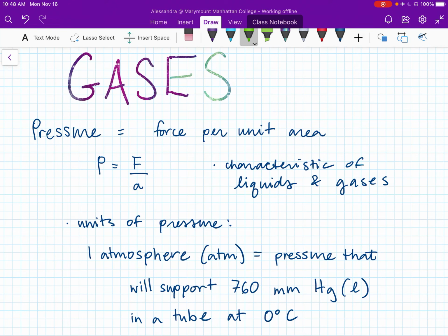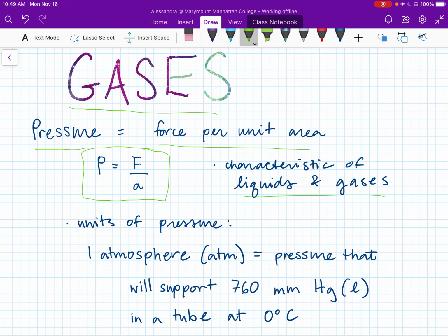Now we're going to get into the study of gases. Gases, of course, are one of the three phases of matter, and they have really interesting physical properties. One of the first properties we're going to talk about is pressure. Pressure is a force that's exerted per unit area. So P for pressure equals force per unit area. And pressure can be exerted by liquids or gases, so it's characteristic of both of them.